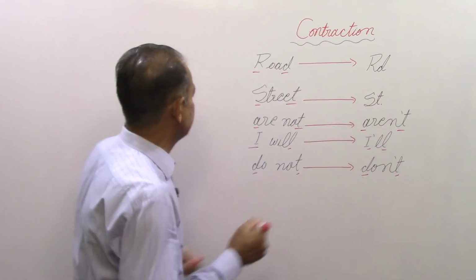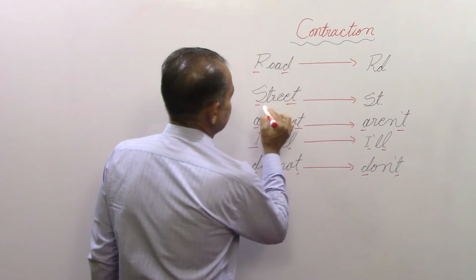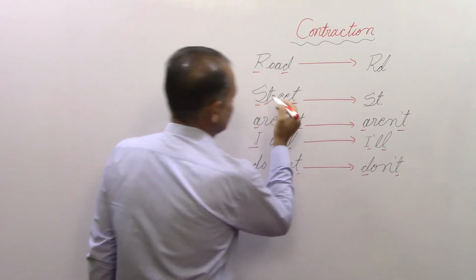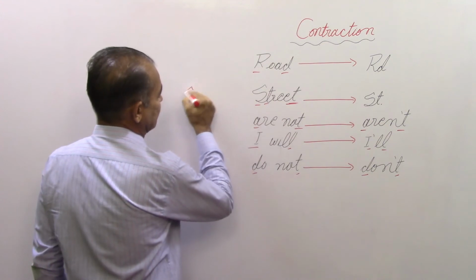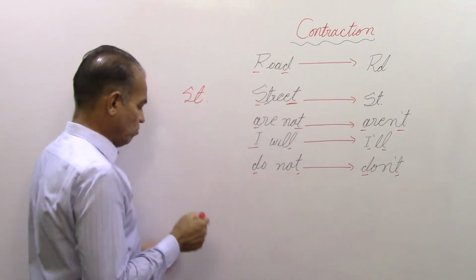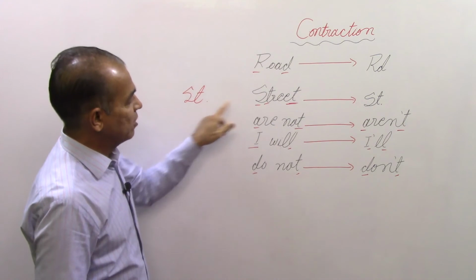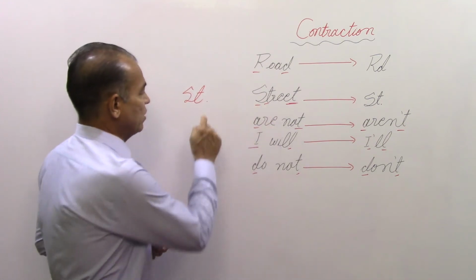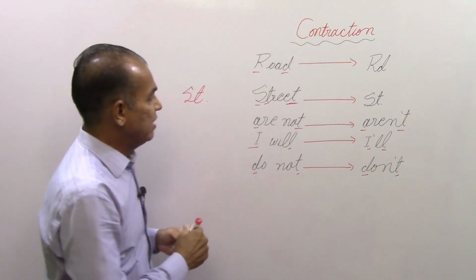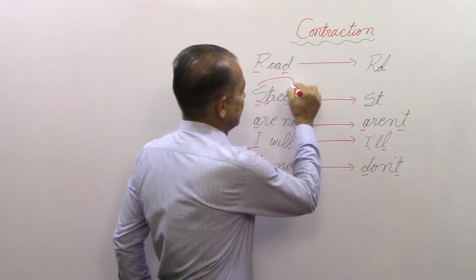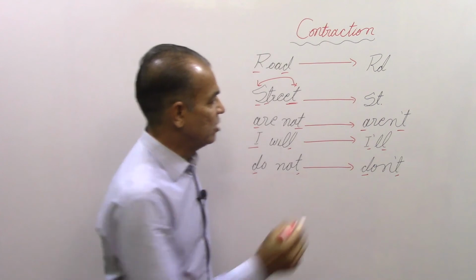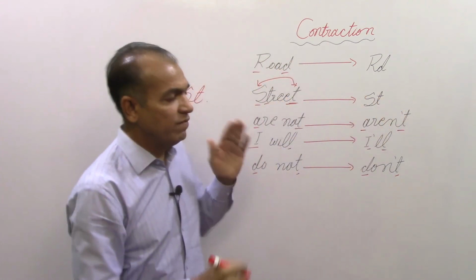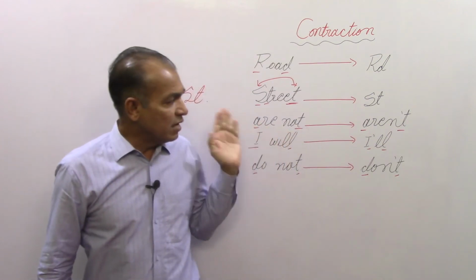You know that street has two T's. This is the last T and this is the second T. So for example, if you are taking the second T in this way, you can use a full stop here. Why? Because we have taken the first and the second letters of street. So here now you can use a full stop. But normally if you have taken the first and the last letters of street, then you will not use a full stop here. So what you should keep in your mind is that normally we don't use a full stop at the end of a contraction.